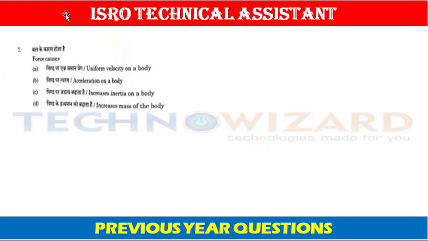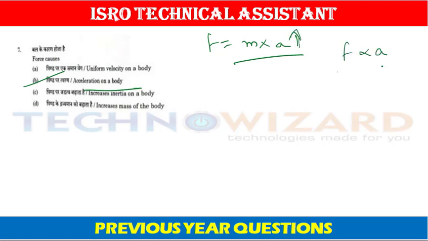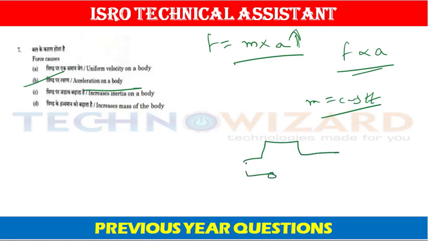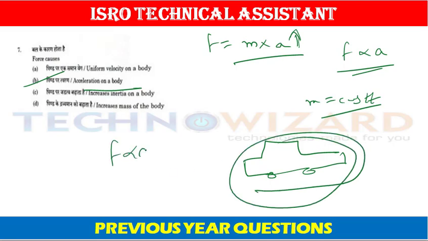Next question. Question number 7. Force causes acceleration on a body. Why? Because we know that according to Newton's second law of motion, force is equal to mass into acceleration. If there is a change in force, then the acceleration will also change, because they both are directly proportional, because the mass of the body is always constant. Suppose there is a car here. The mass of the car is always constant, therefore the force will be directly proportional to acceleration. If we put some force on this body, the body will accelerate.